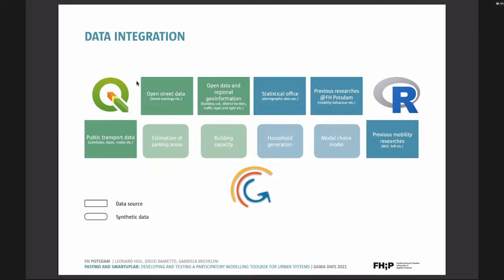Moreover, we conducted a gap analysis in order to identify relevant information that was missing and still could be relevant for increasing the performance of our model. For example, we estimated parking areas out of the topology and characterization of streets, as well as the capacity of buildings out of their volume and categorization. We used the iterative proportional fitting algorithm provided by the R mipfp package for generating households, and we developed a mode choice model from a survey previously conducted in the area.